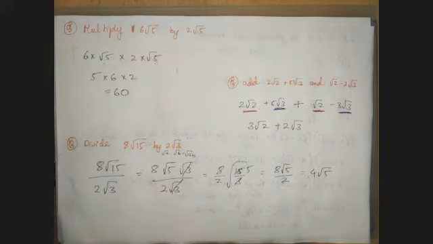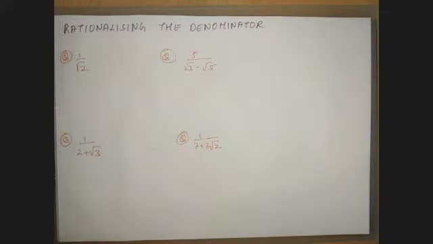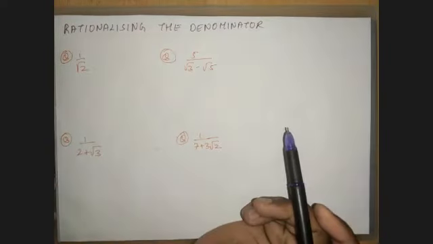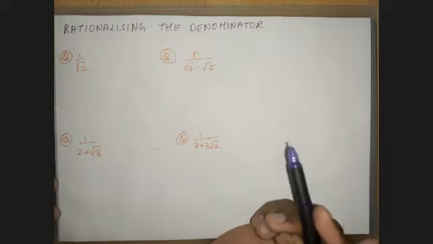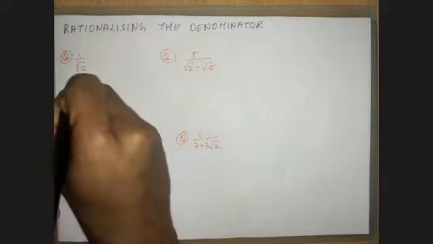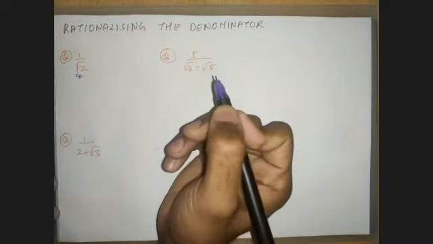Now let us go with the next concept. Now we have to rationalize the denominator. We learn this by solving some examples. So if we look at the denominator out here, it is root 2. That is irrational. So I need to rationalize this.